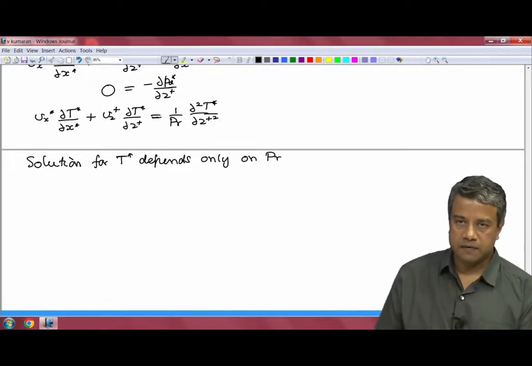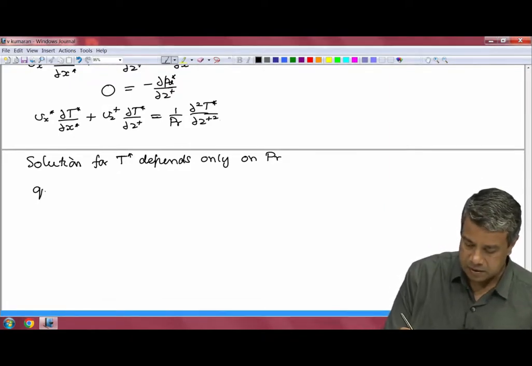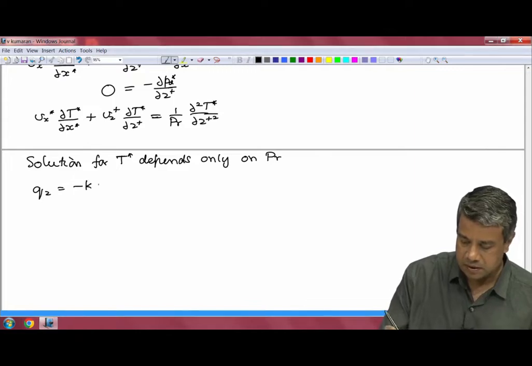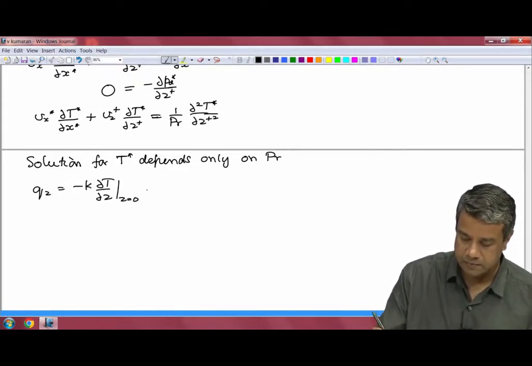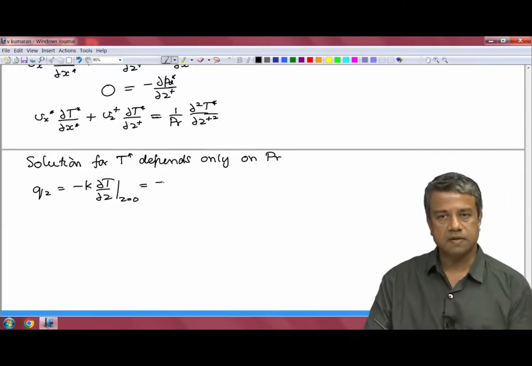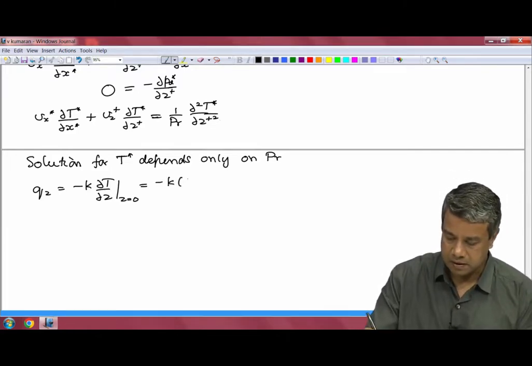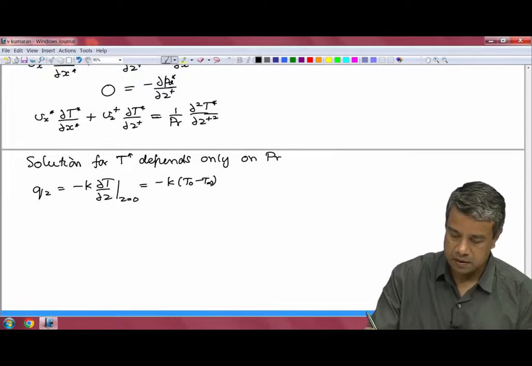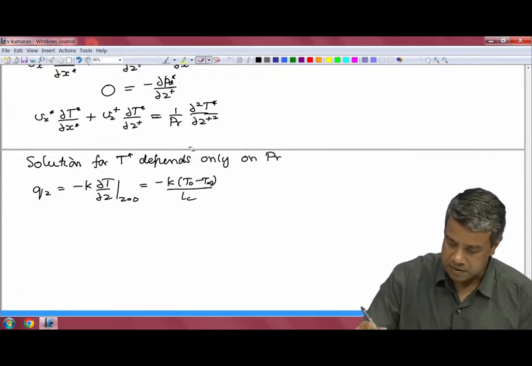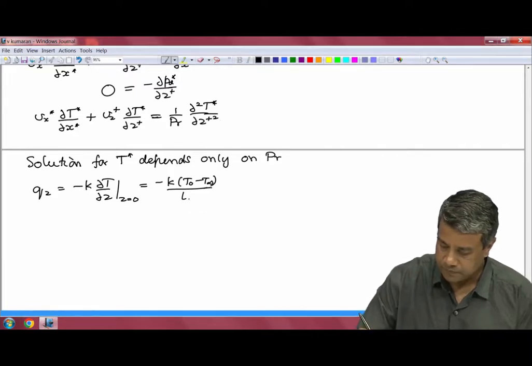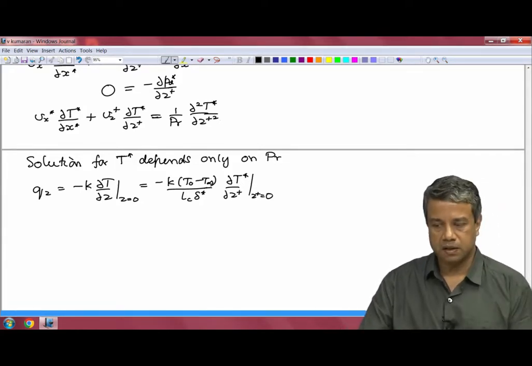How do we find the heat flux? Qz is equal to minus k partial T by partial z at z equal to 0. Substituting in terms of scaled variables, this is k times T naught minus T infinity by Lc, divided by delta star, times partial T star by partial z star at z star equal to 0.